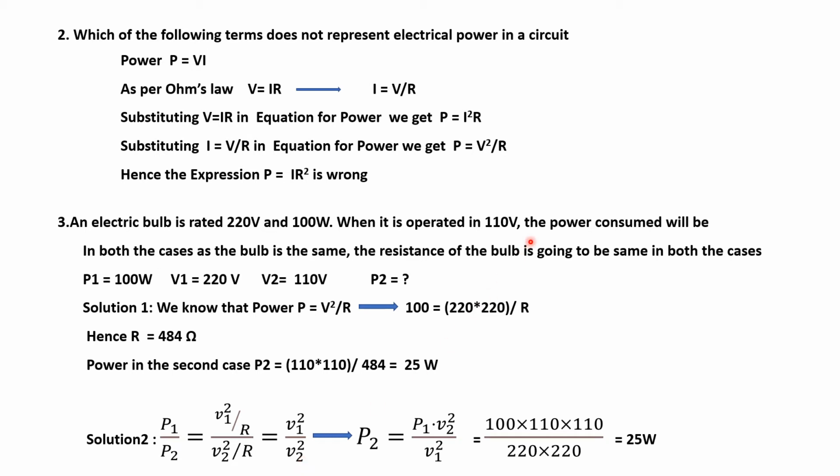We need to find the power P2. So P2 is equal to P1 into V2 squared divided by V1 squared. Substituting, we get the power P2 to be 25 watts. That is, the power consumed by the electric bulb when it is operated at 110 volts is 25 watts.